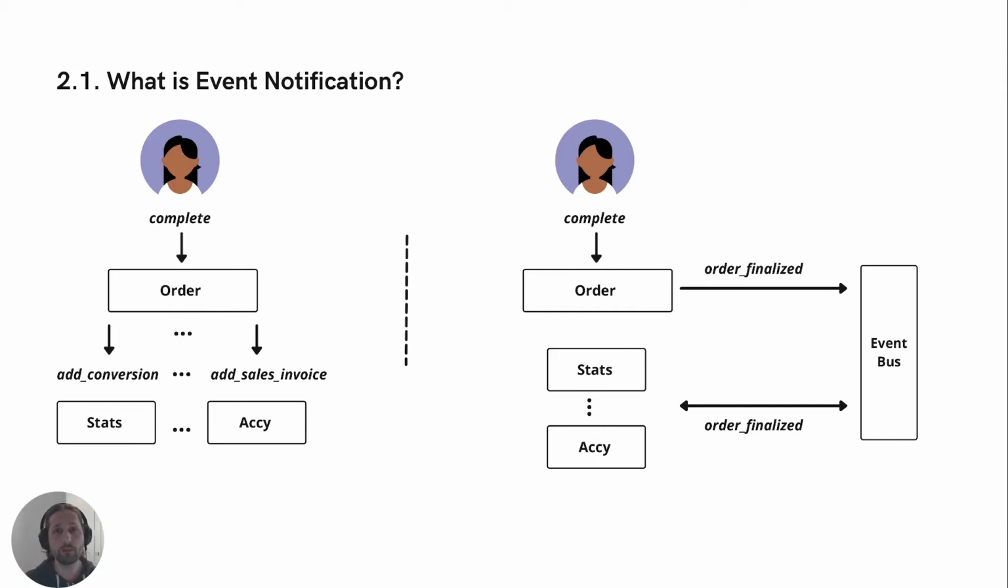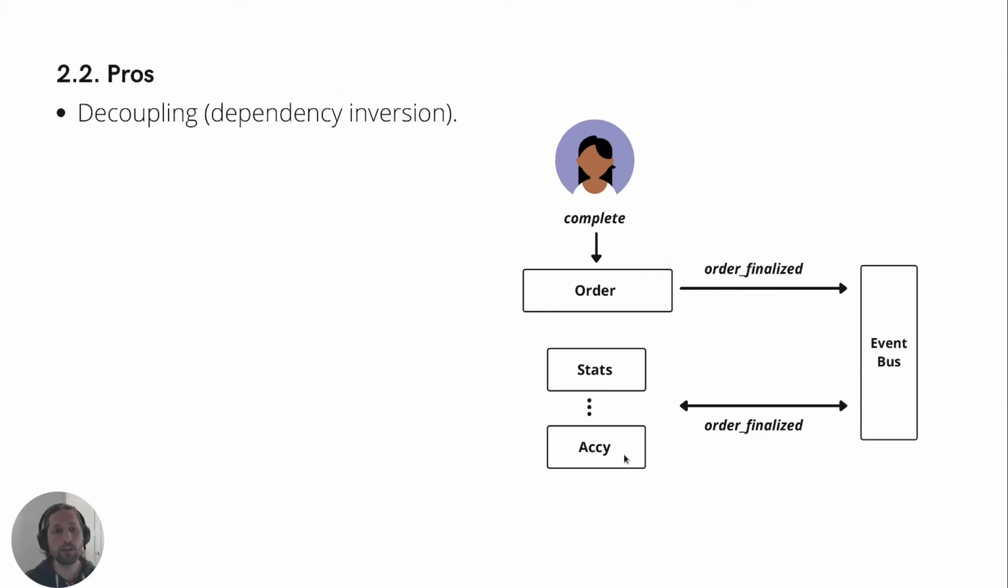The order system is no longer coupled with the other ones. It still needs to know that a middleman exists, but it's no longer affected by the API changes or the addition of a new system. Let's repeat it. The main benefit of an event bus is decoupling.